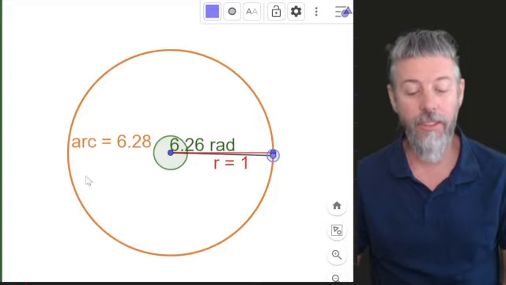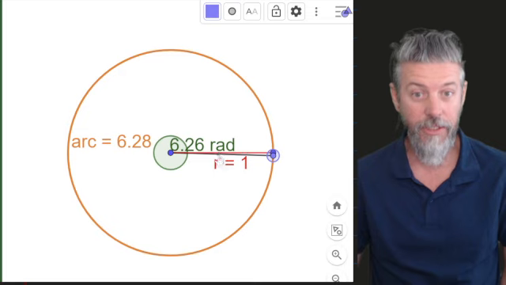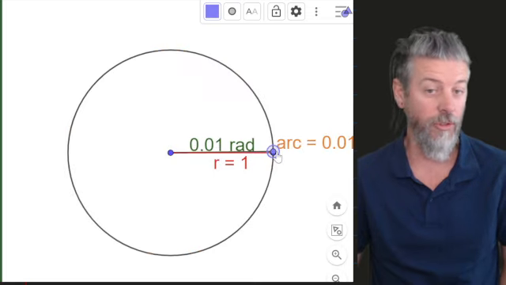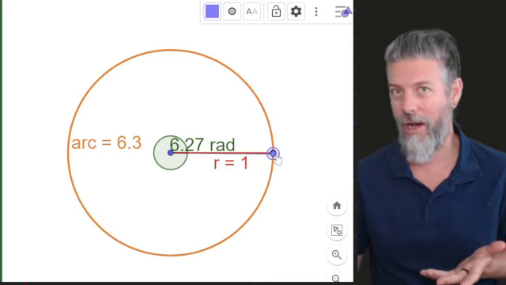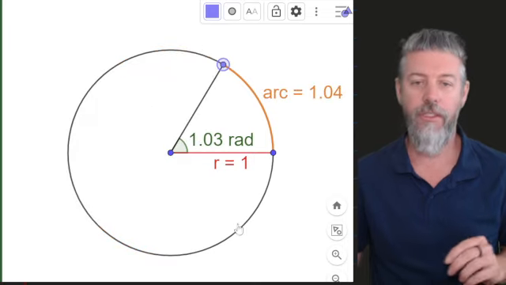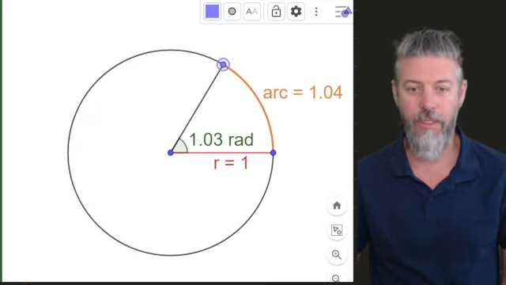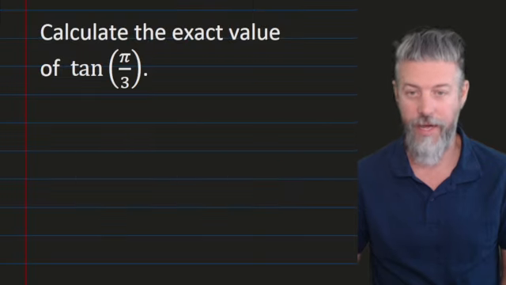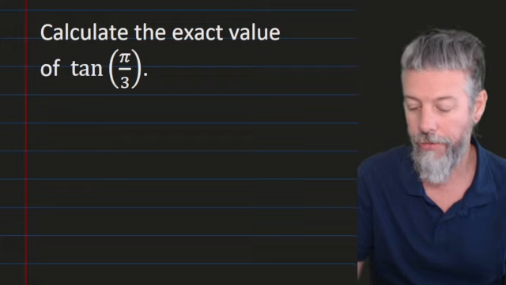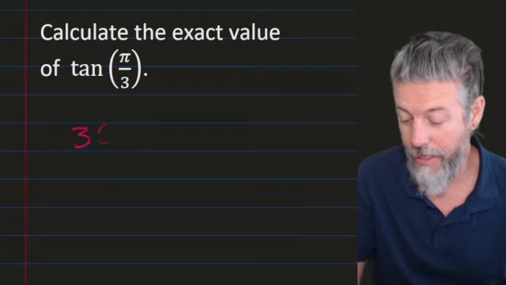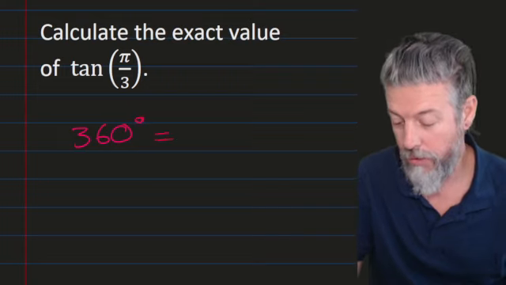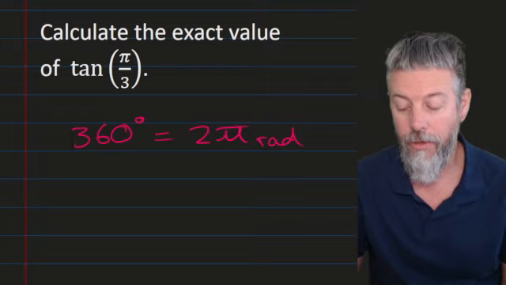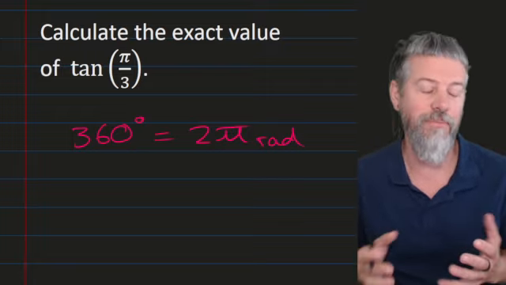So a complete circle of angle in radians is equal to 2 pi. Okay, so let's go back to our working out and see what we can do about working with that. So we now know that 360 degrees is equal to 2 pi radians. Okay, I'm just going to write rad here. 2 pi radians.